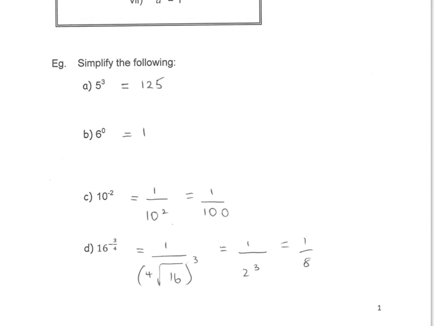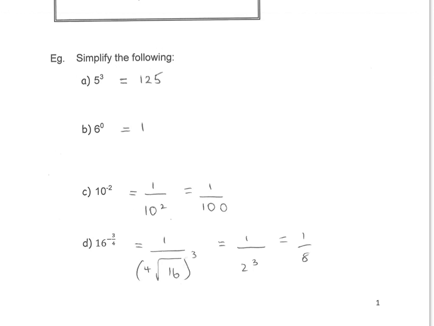Okay, looking at some examples then. First example, part A. 5 to the power of 3. If you remember back, that means 5 times 5 times 5, giving us an answer of 125. Very basic to start with here. 6 to the power of 0 then in part B. If you remember, anything to the power of 0, giving us 1 as the answer.